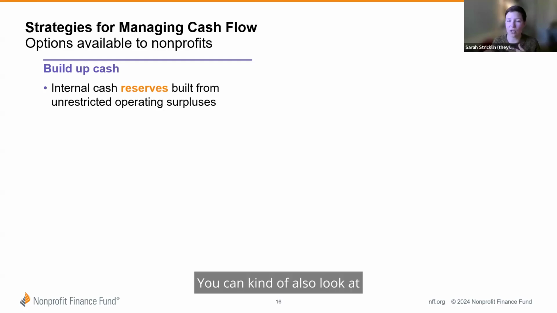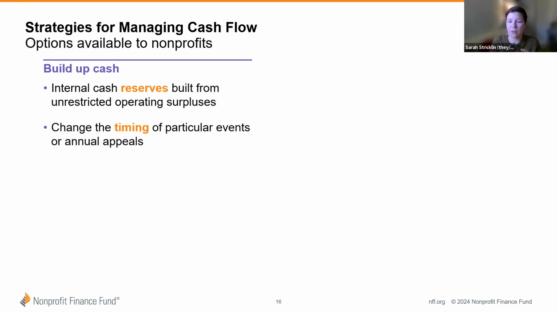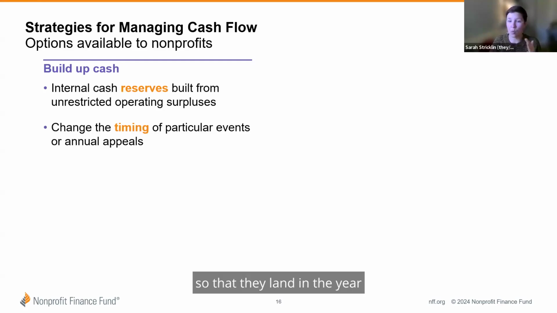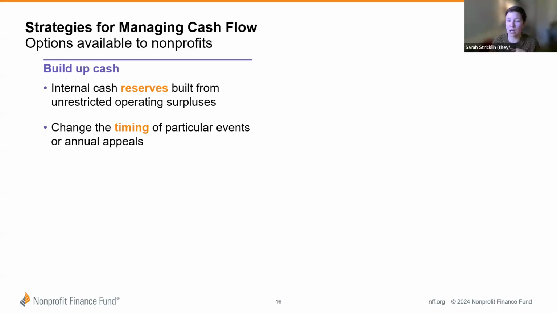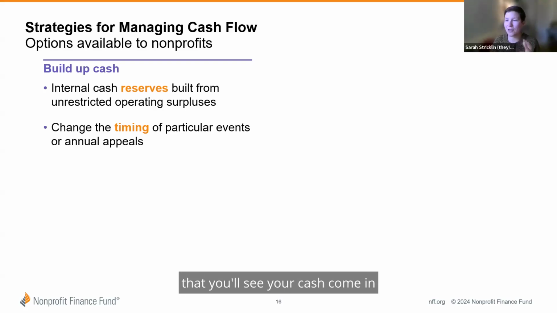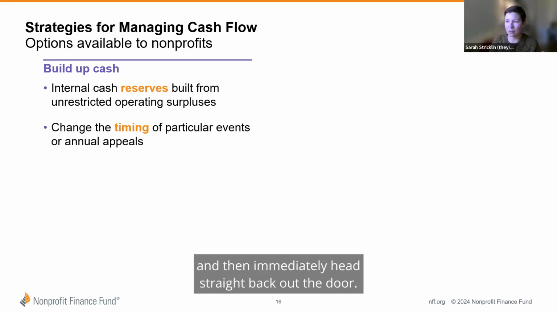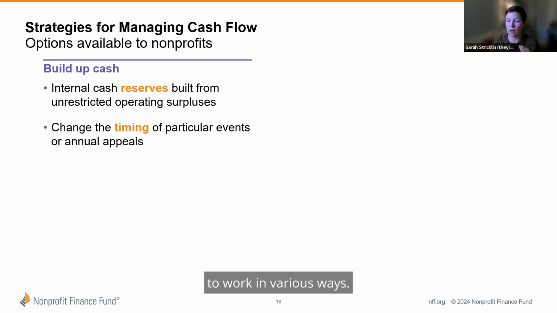You can also look at when you're holding events or appeals, so that they land in the year when you most need that influx of cash. So really thinking strategically about the timing of those things, to make it less likely that you'll see your cash come in from that event or that appeal and then immediately head straight back out the door. So maybe you can put a little bit more of it to work in various ways.